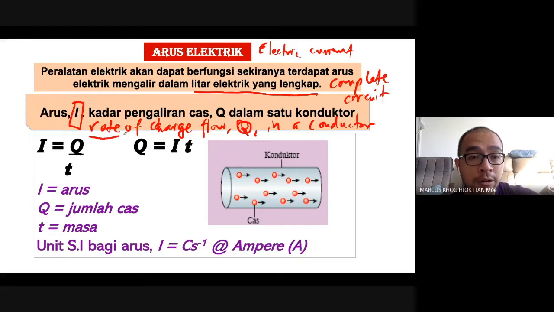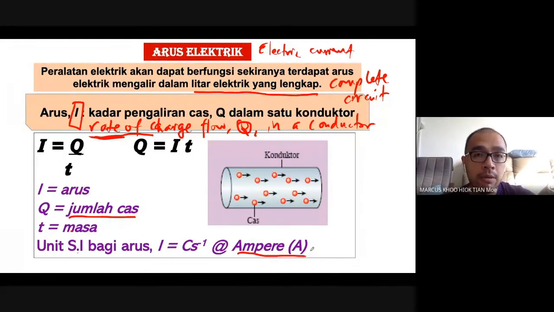Because remember the word rate, whenever there is a rate, it will always be over time. So the number of charge divided by the time will give you the current. And the SI unit for current is either coulomb per second, or otherwise known as ampere.